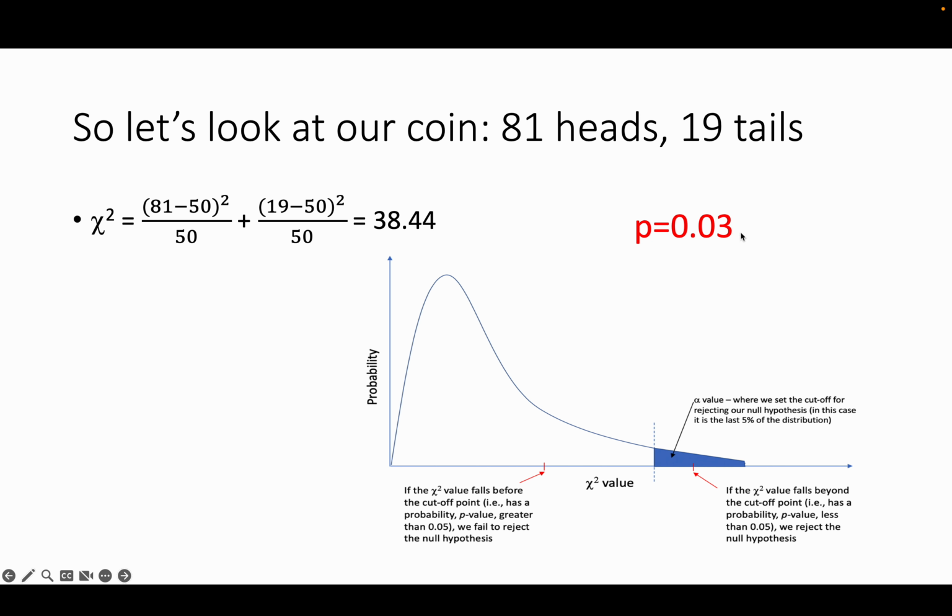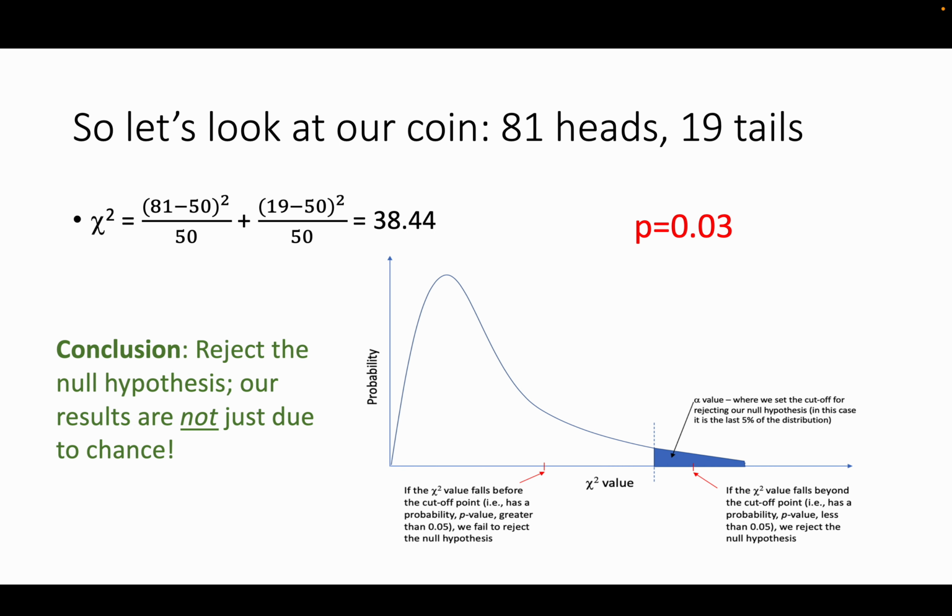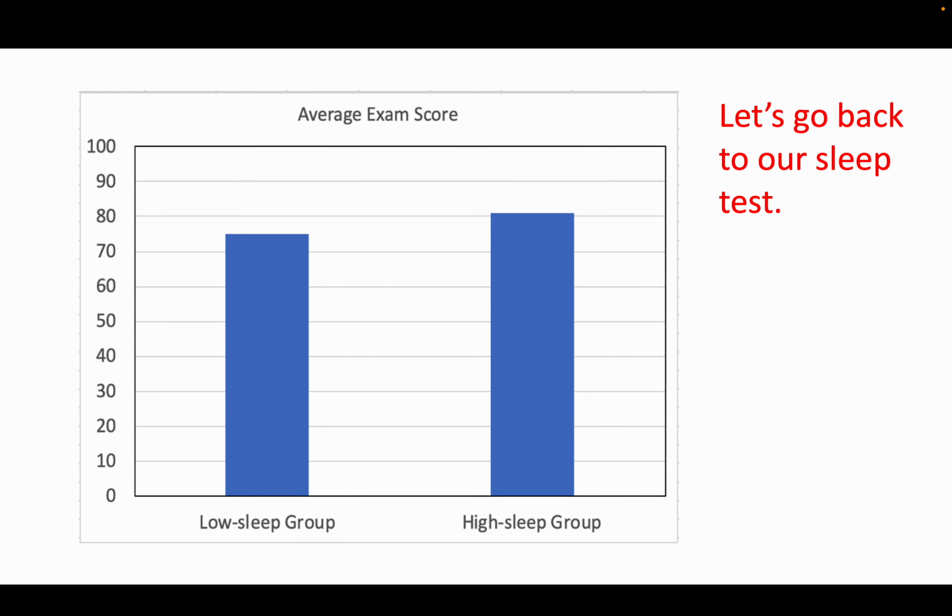And so we would reject our null and say, yeah, 81 to 19, that's pretty darn weird. I don't think it's a fair coin. I'm going to reject my null hypothesis that it's a fair coin, and I'm going to say the coin is rigged. Okay? So we're going to reject the null. The results are not just due to chance. It's far too bizarre.